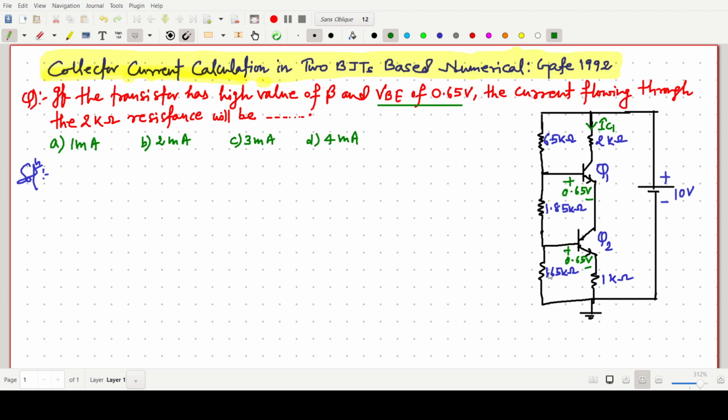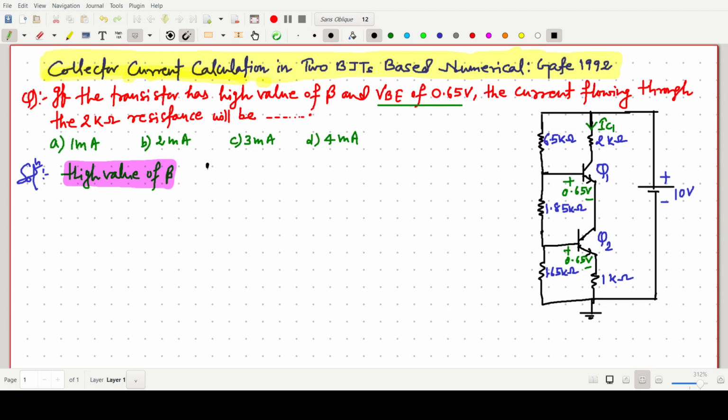One important thing in addition to that, it is clearly mentioned: high value of beta. If a question mentions a high value of beta, this is very important in GATE exams, so many questions come with the statement high value of beta. So what exactly does it mean?